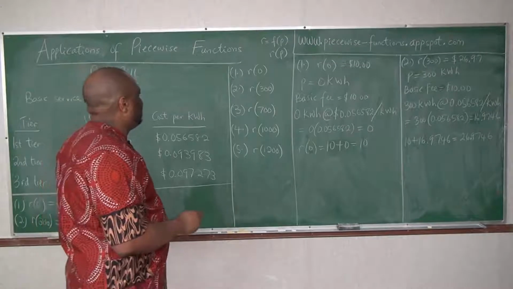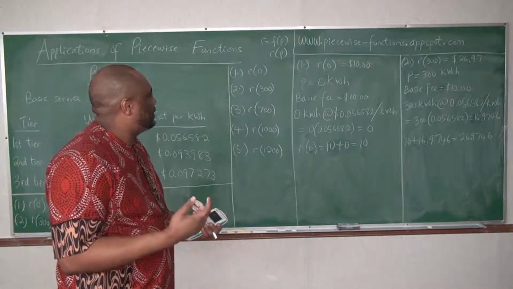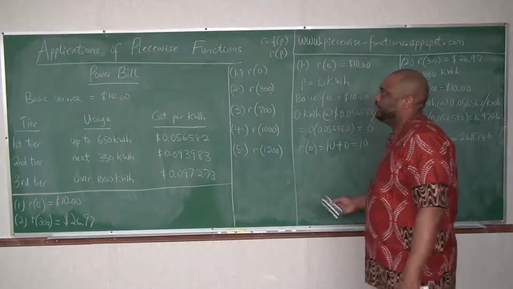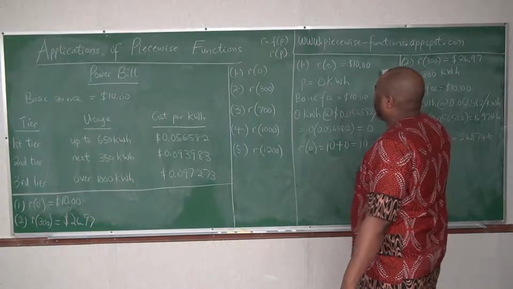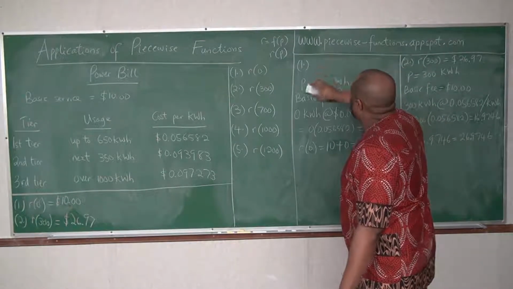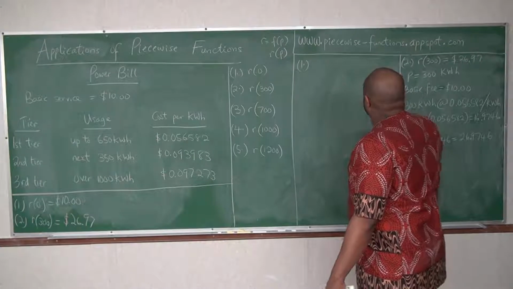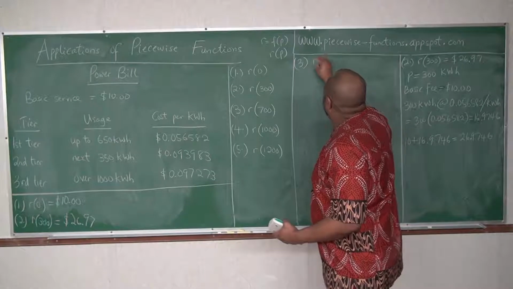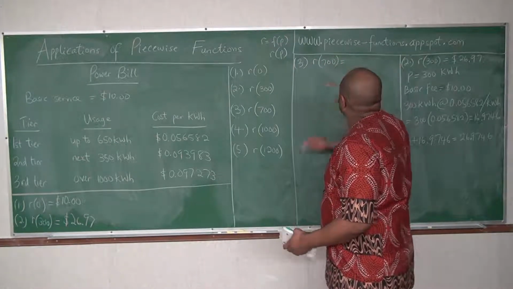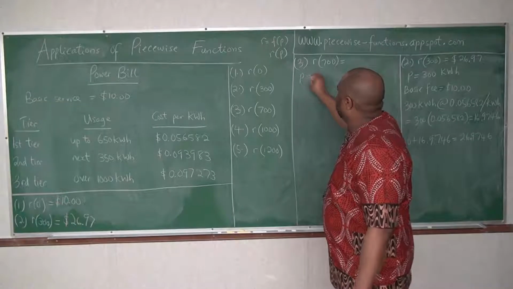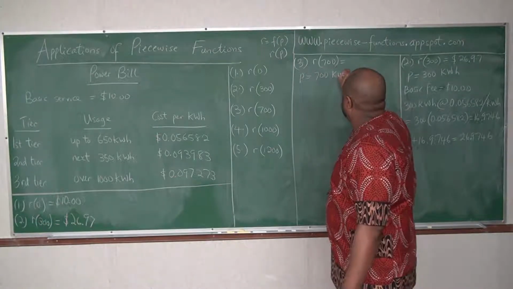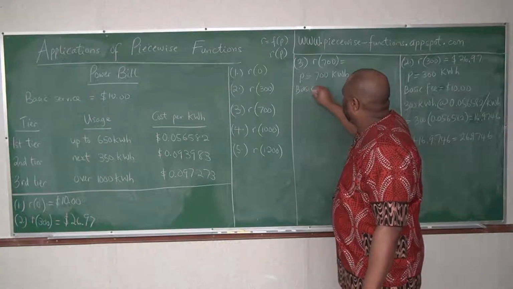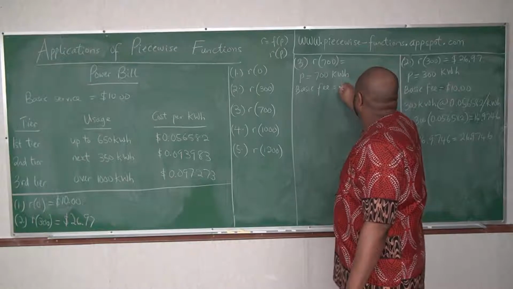Okay, the next one is the cost for 700 kilowatt hour. So I'm going to do this. Let's erase this here. Rewrite this, R700. So this means that the power consumed is 700 kilowatt hour. We have the basic fee, which is $10.